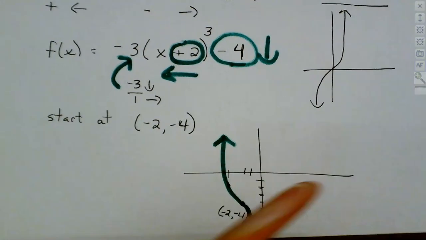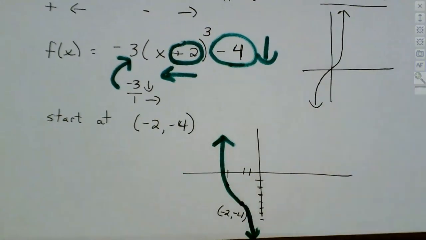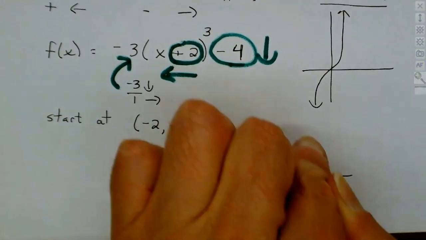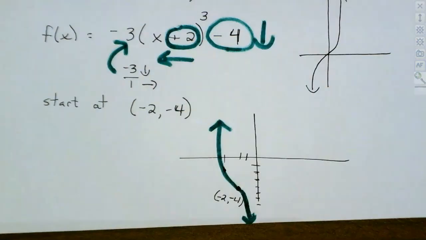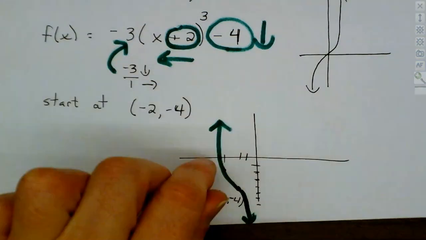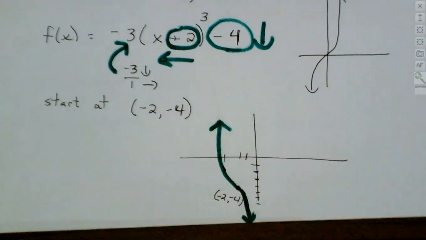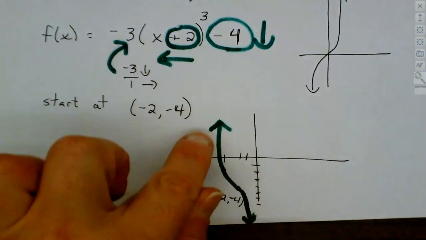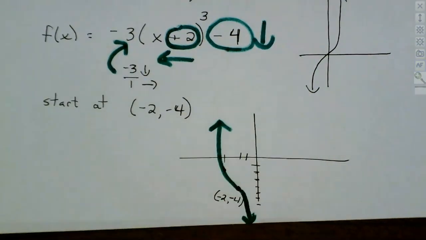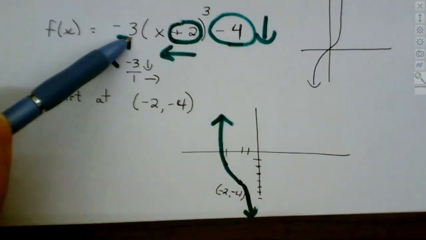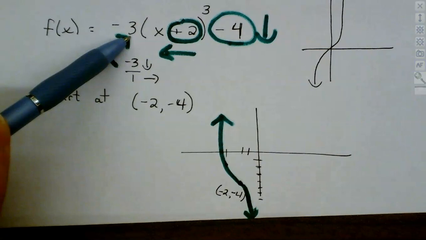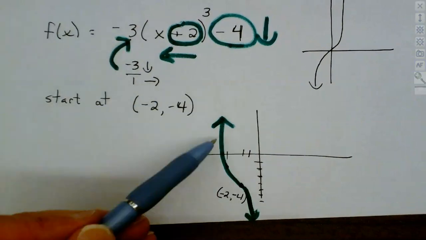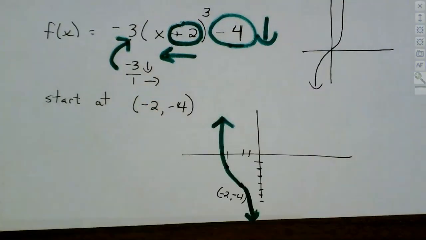Now, why is it the opposite of this one? Notice this one goes up from left to right, doesn't it? What does this one do? Down from left to right. Why is it going down instead of going up? Because the 3 in front was what? Negative. Okay? So that's why it looks like this and not like that.